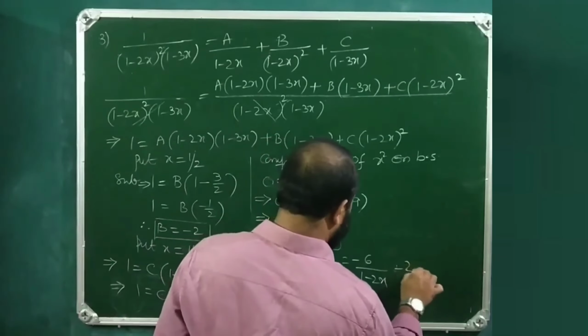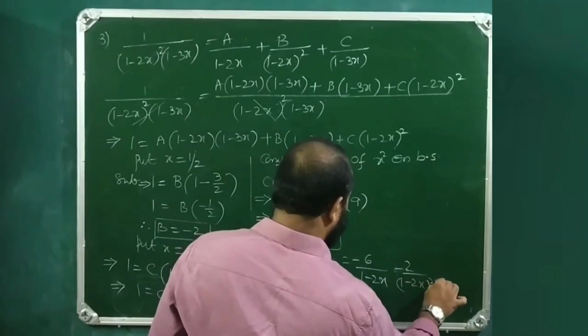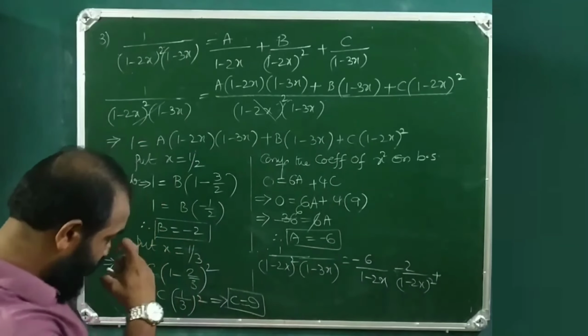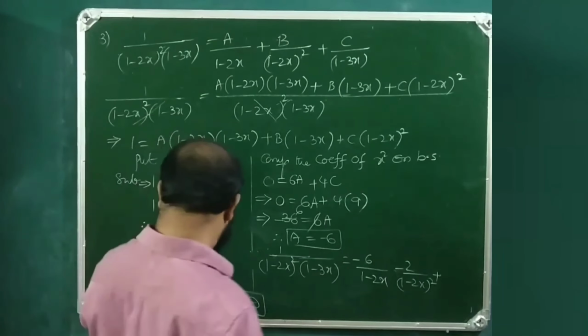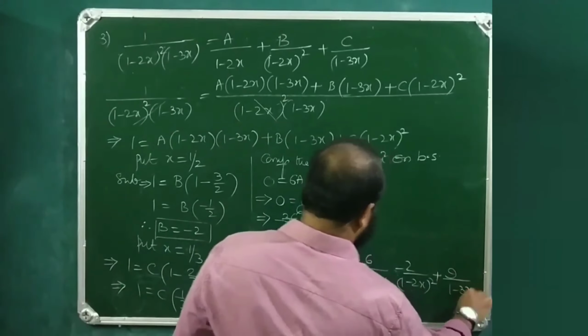So this is minus 2 by (1 minus 2x) whole square plus c is equal to 9. So this is 9 by (1 minus 3x).